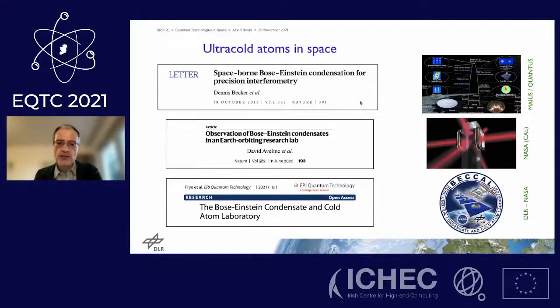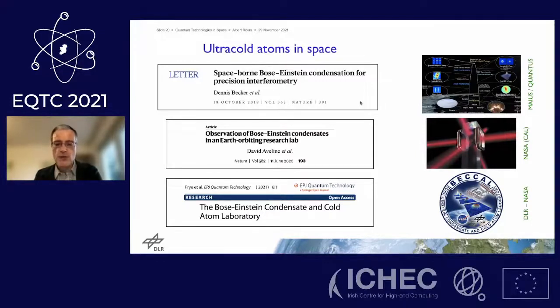The second one is some measurements, the first also a BEC created in space, in this case, a device, the Cold Atom Lab in the International Space Station. This is something that continues to operate there. And for example, atom interferometry experiments are being routinely performed there, and our group is also involved in those.